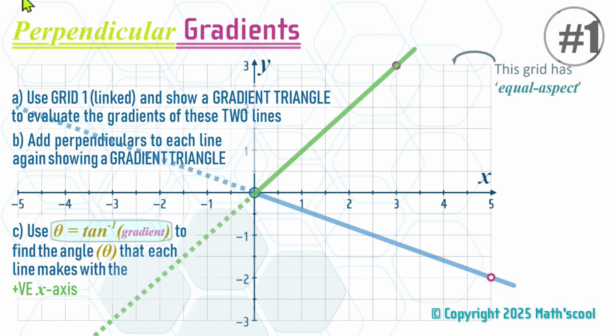This is your question 1. So the grid will be linked in the description below. And it says, do the gradient triangle like we did before to evaluate the gradients of these two lines. And I've given you a couple of good points to use for your gradient triangles. And then it says, now add perpendiculars to each line. So break out your protractor and add a perpendicular to each of the lines. And then use the rule theta equals tan^-1 of the gradient to find the angle that each line makes with the positive x-axis. So I'm interested in this angle here.